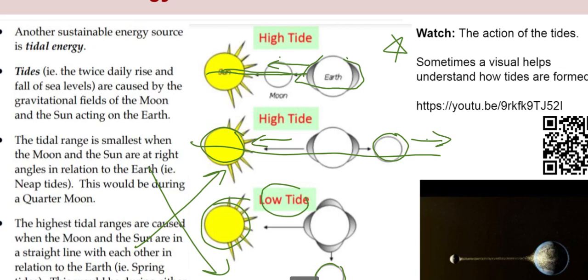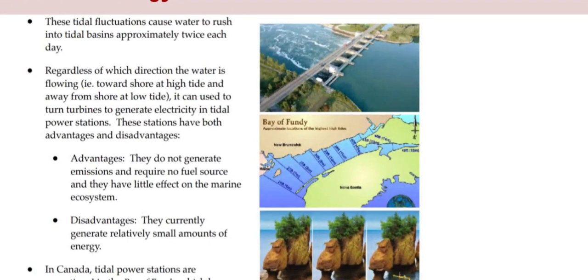So the water's moving back and forth quite a bit. So let's take the energy of this water moving, right? That's a lot of kinetic energy. It doesn't matter which way that energy is flowing, we're going to grab that energy and get it to turn a turbine. Some advantages of this type of energy source is that they definitely do not have any emissions. Okay, there's no fuel source, and they have a little effect on the marine ecosystem. There is a little bit, but not a lot. Unfortunately, they only can work in very limited places, and they have small amounts of energy.